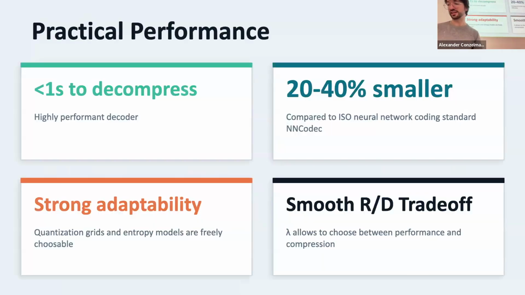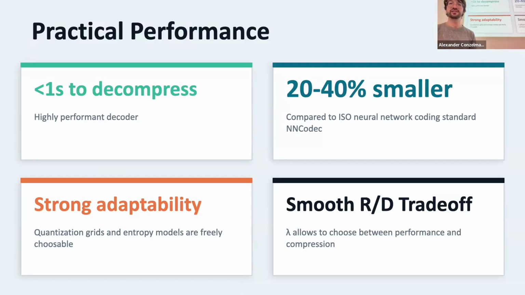Okay. So yeah, maybe some practical performance information, what I find quite cool. It's quite fast to decompress. So you need sub 1 seconds to decompress. It's quite important that you decompress your weights faster than you compress them. Compressing is done once, usually decompressing is done many times. We achieve on average 20 to 40% smaller file sizes. We have a good adaptability because the quantization grid and the entropy models are treated as black boxes. They are freely choosable. And we achieve a smooth RD trade-off.